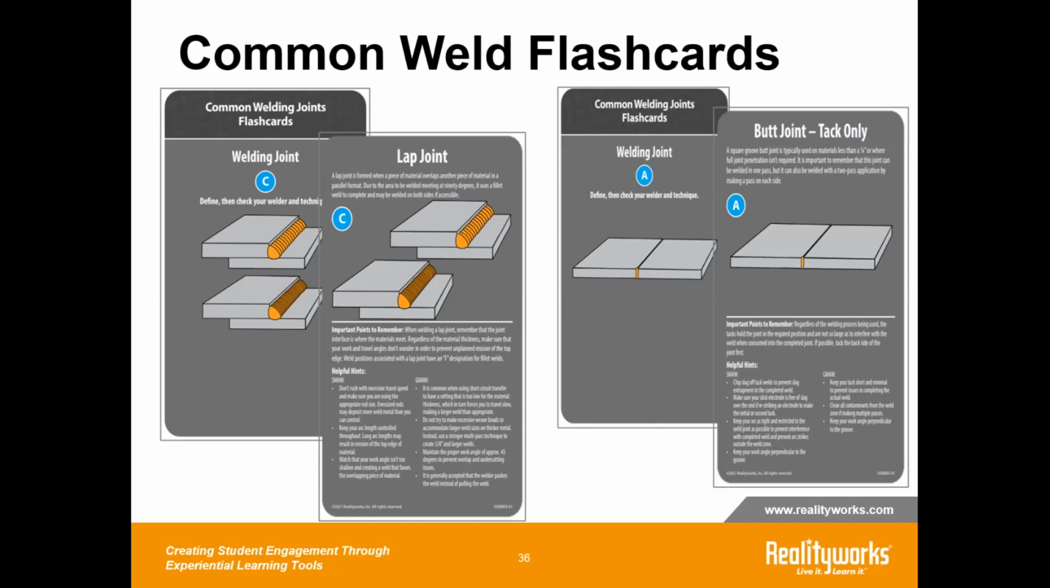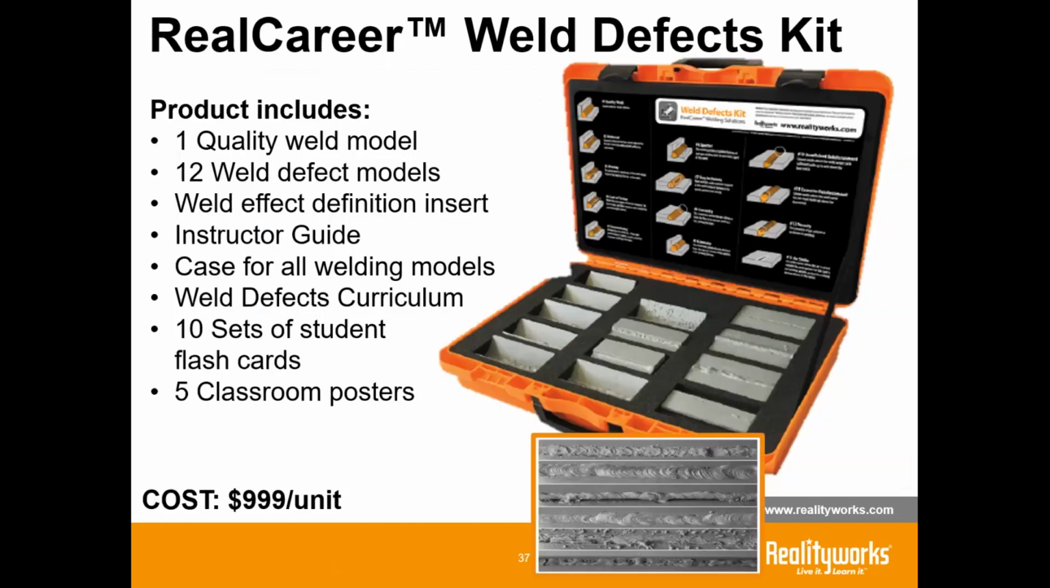Now, another product that can help students is our Weld Defects Kit. Our Weld Defects Kit comes with 12 different defects and one quality weld. This allows you to be able to see what a defect is. What are the different defects that you could be having when you do your weld? So there's porosity, there's lack of fusion, there's overlap, there's spatter. It goes through 12 different defects that you might run into as a welder.